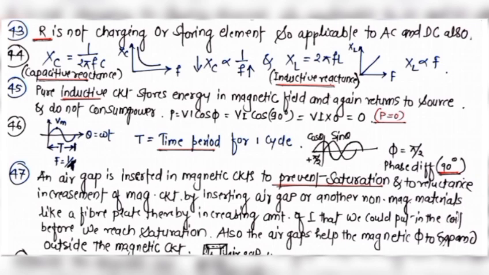The pure inductive circuit stores energy in the magnetic field and again returns it to the source and does not consume power. P is equal to VI cos phi, and VI cos of 90 degree is equal to 0. Power is 0. So in one cycle, T denotes the time period of one cycle, and frequency is the reciprocal of time period. So this is a cosine waveform and this is a sinusoidal waveform. The phase difference between these two waveforms is 90.